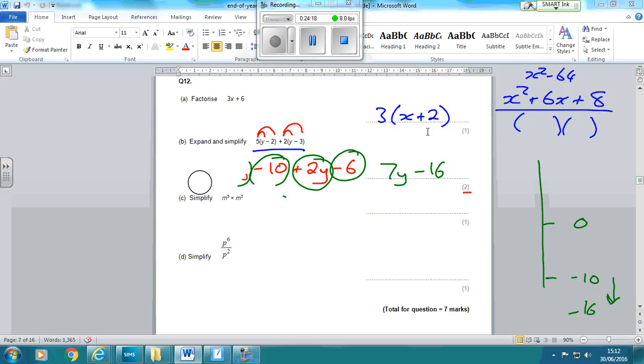The next thing is if we've got powers. So we've got m to the power of 5 times by m to the power of 3. Now in this case, when we've got a multiply there, we add the powers together. So that's going to be m to the power of 8.